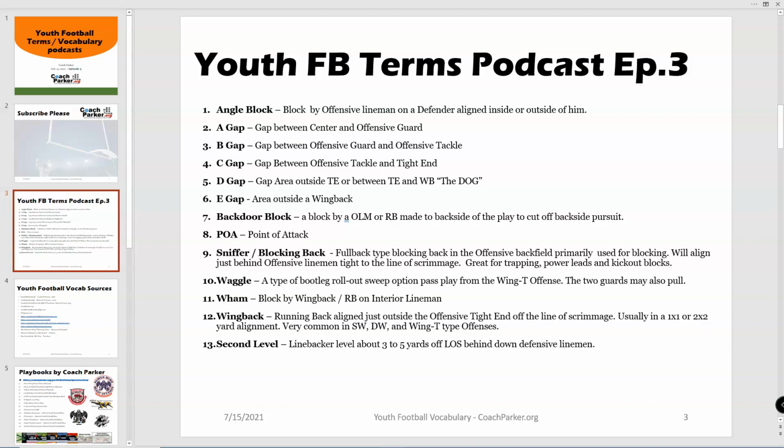And so I think that's it. So we went over angle block, A gap, B gap, C gap, D gap, E gap, backdoor block, POA, sniffer, waggle, wham, wingback, and second level.